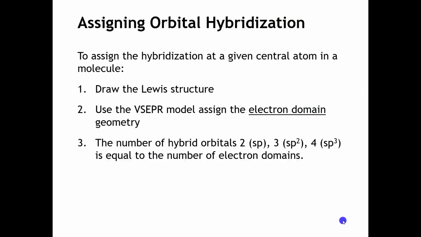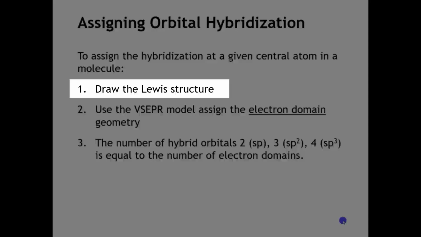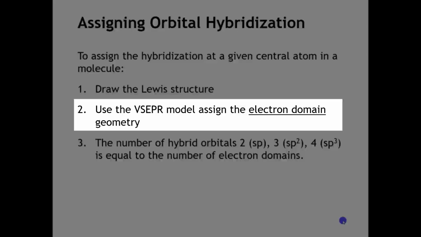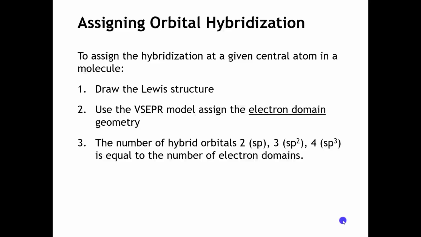So one of the things we're going to have to do, this is going to be on the homework, it'll be on the midterm, I'm sure, is to look at a molecule and assign the hybridization at a given atom. How do we do that? Well, a lot of it we've already been practicing. You first do the Lewis structure. Step 2 is you use the VSEPR model and assign an electron domain geometry to the atom where you're trying to assign hybridization. Once you've done that, it's pretty straightforward.